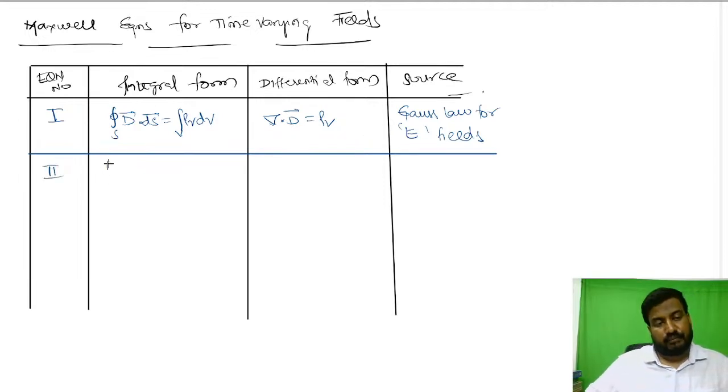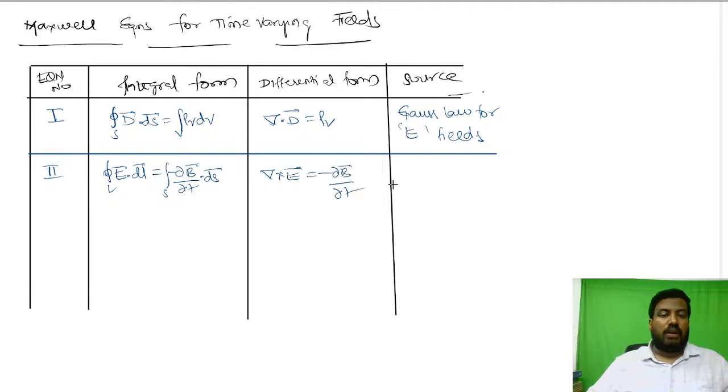Second, closed loop integral of E dot dl is the surface integral of minus dou B by dou t dot ds. Differential form: del cross E is equal to minus dou B by dou t. Now, del cross E is no more 0 because this is a time varying field. Only a static electric field is conservative, but not a time varying electric field. This is from Faraday's law.